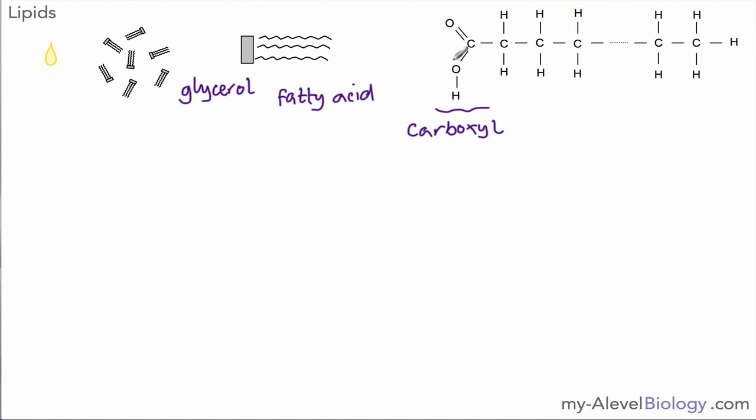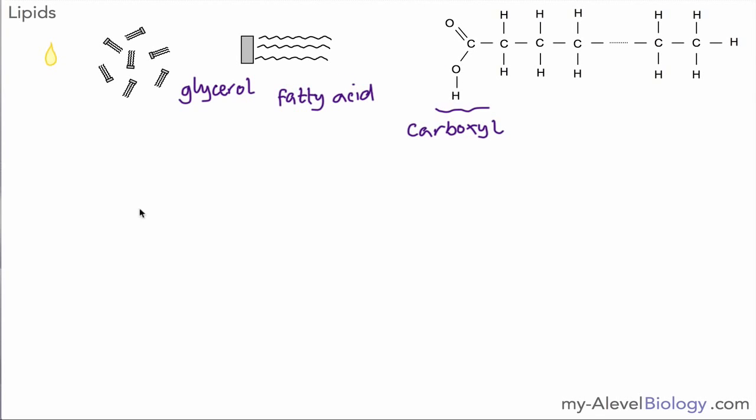A carboxyl group, COOH. Now in terms of the fatty acid chain, I've just got a dotted line here. I've been a bit lazy and not drawn out all the carbon atoms, but typically you'd see maybe 15, 16, 17 carbons in the fatty acid chain that are present in our lipids. There are other types of lipid with more, maybe less, but typically 15 to 17 that are found in living things. Okay, so that's what the fatty acid part of the molecule looks like.